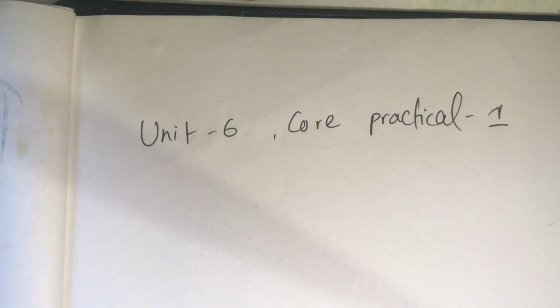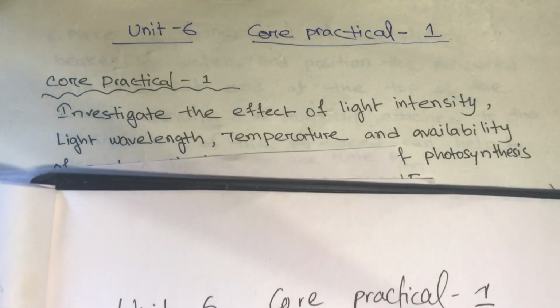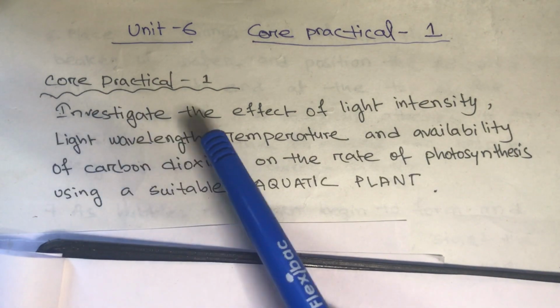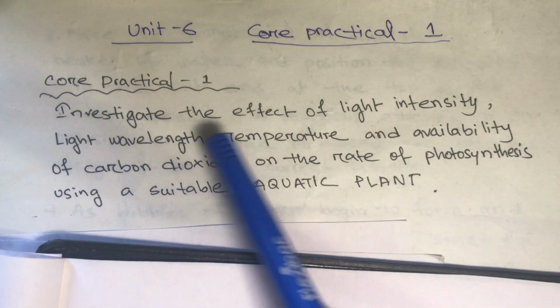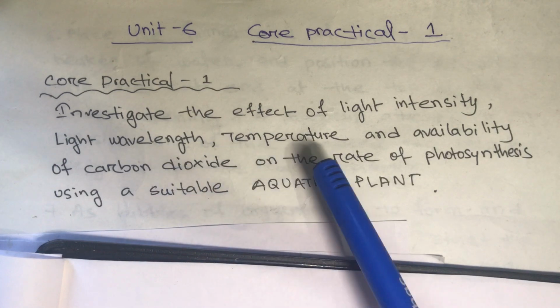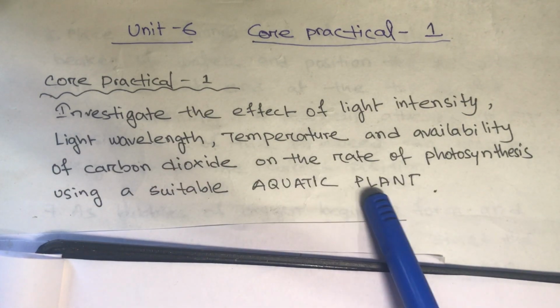Okay, so today we are going to learn Unit 6 Core Practical 1. Okay, so let's get started. The first practical is to investigate the effect of light intensity, light wavelength, temperature, and availability of carbon dioxide on the rate of photosynthesis using a suitable aquatic plant.